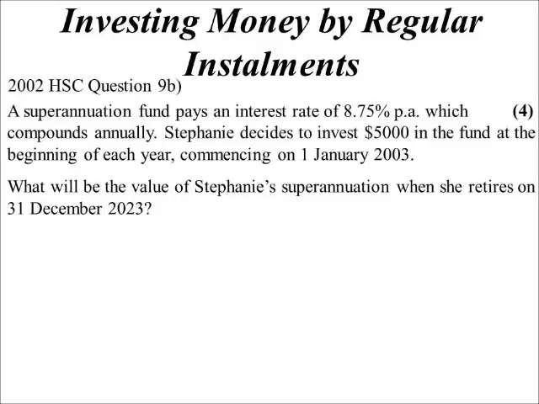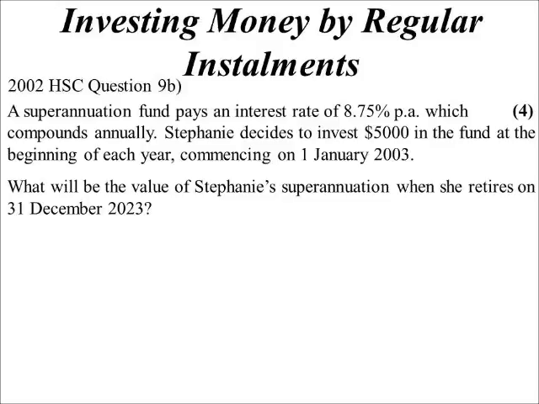So here's our superannuation fund. We're assuming 8.75%. And we're going to invest $5,000 at the start of each year, commencing 1st of January 2003. So this HSC question, you'll notice, was in 2002. So what will be the value when she retires? 20 years? Gosh. Most of us end up working more than 20 years before you can retire.